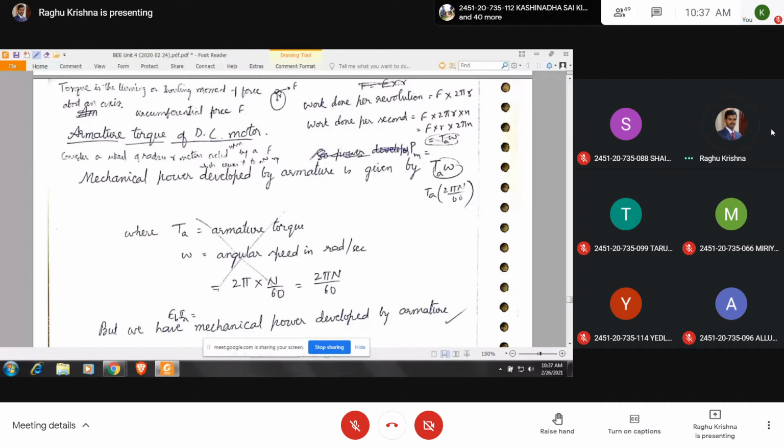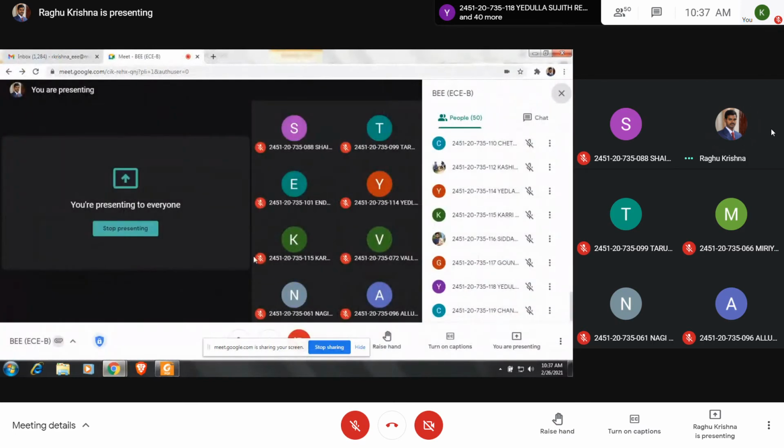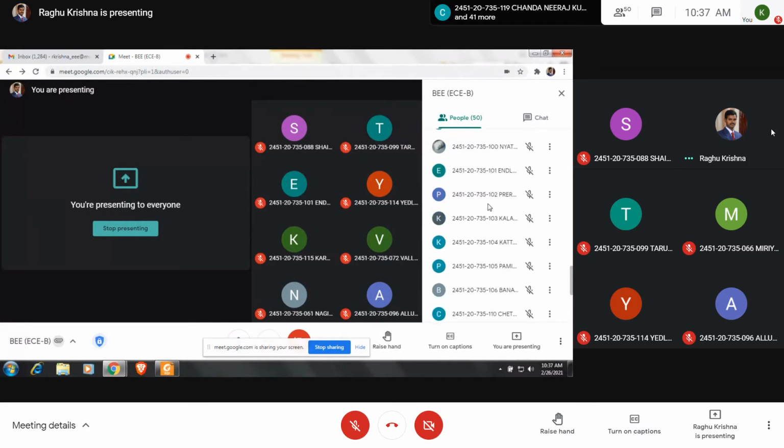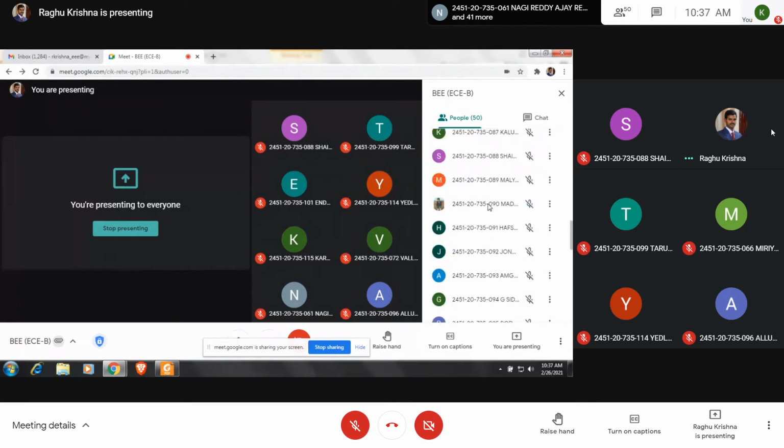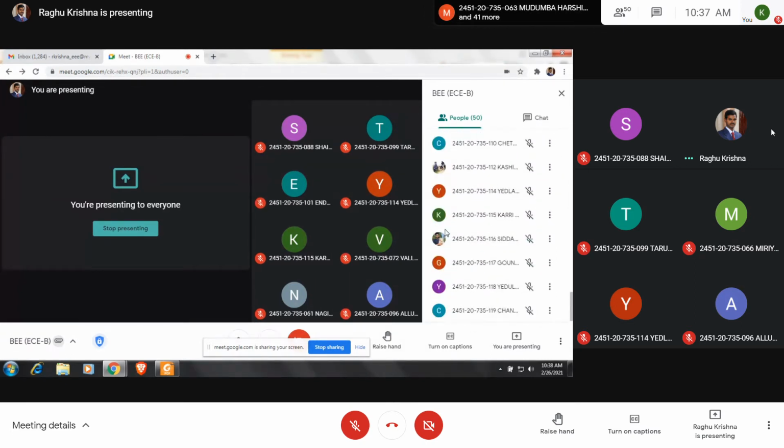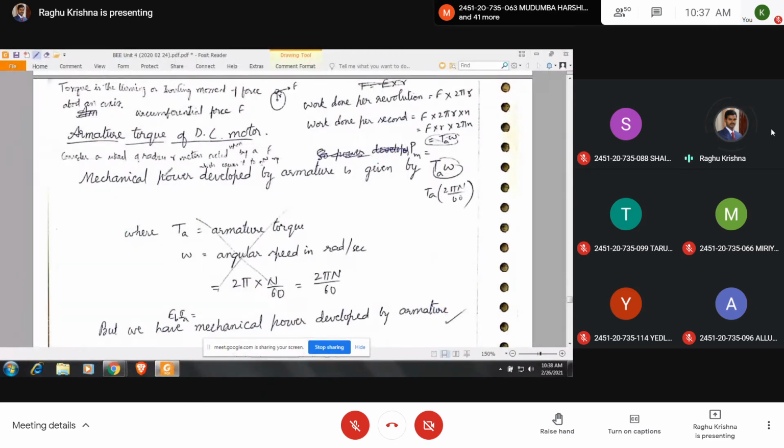You know that torque is the turning or twisting moment of force. So here, armature torque of a DC motor. I am going to get the torque equation. For that, first you have to know what torque is. Torque is the turning or twisting moment of force.